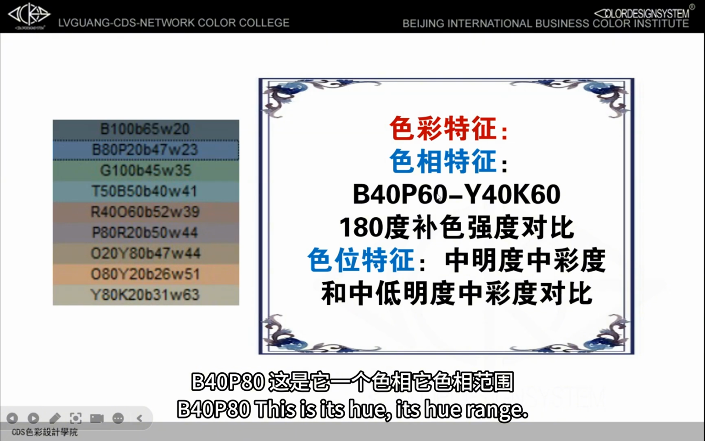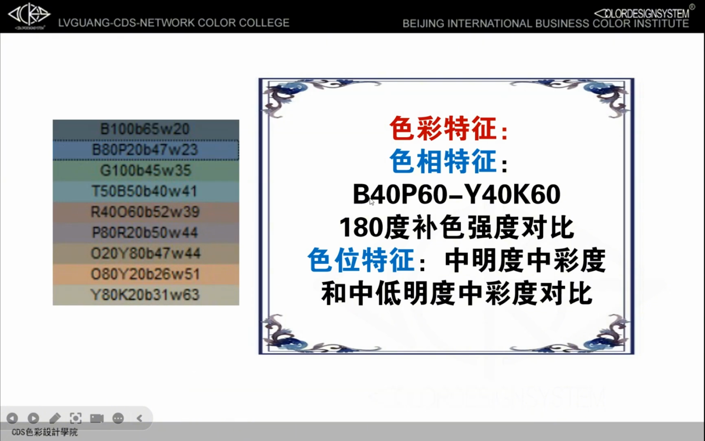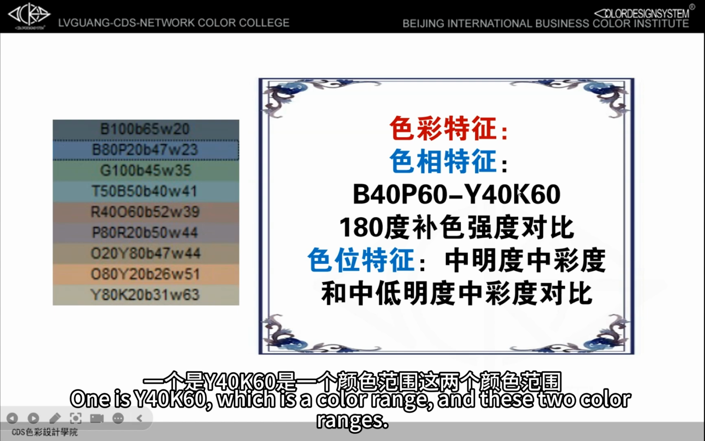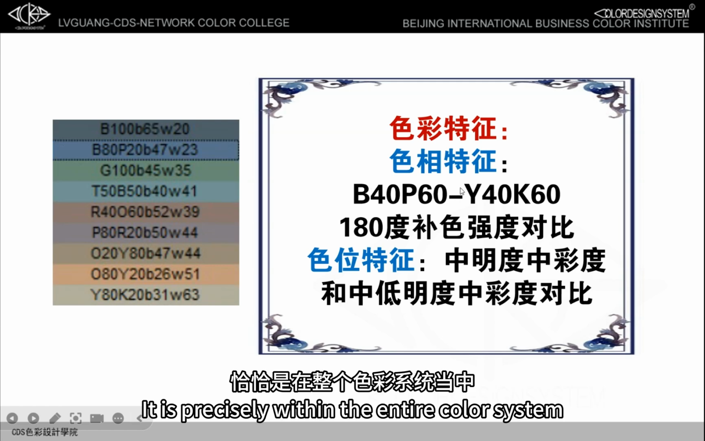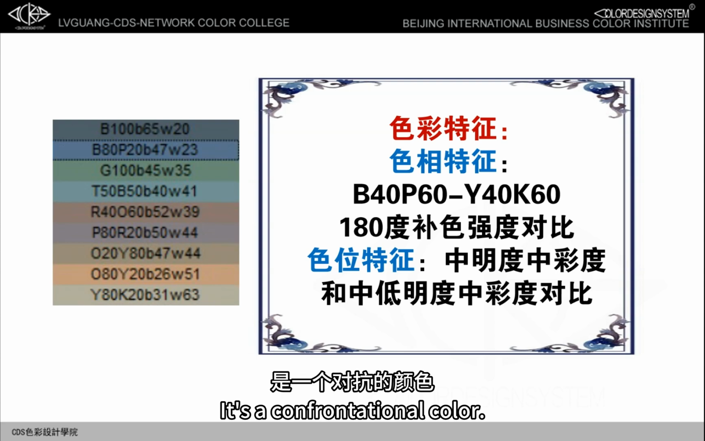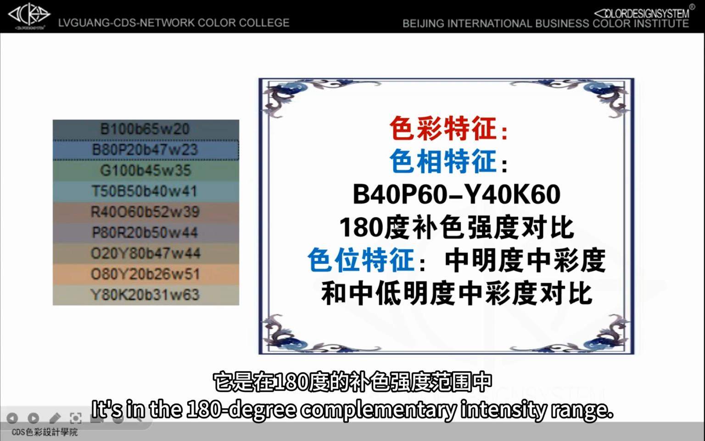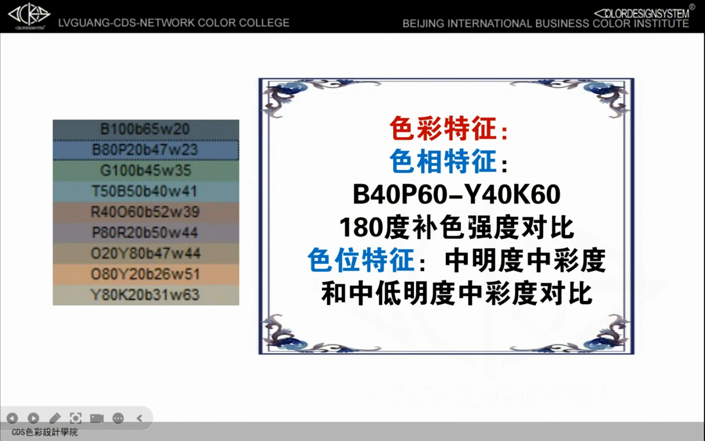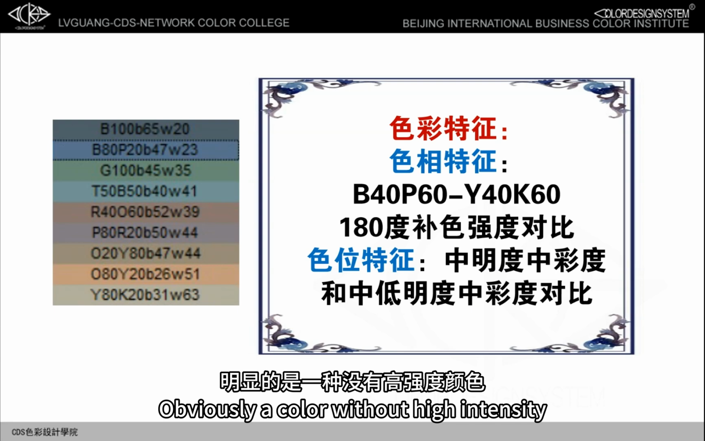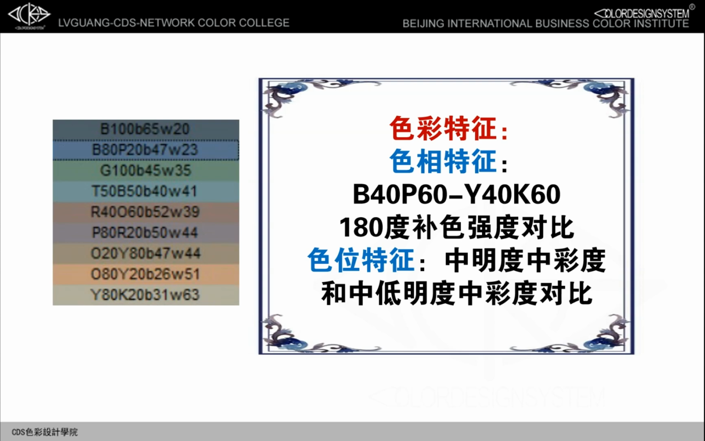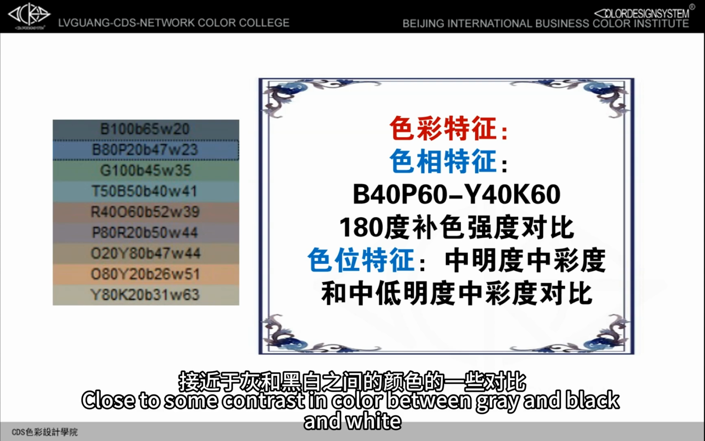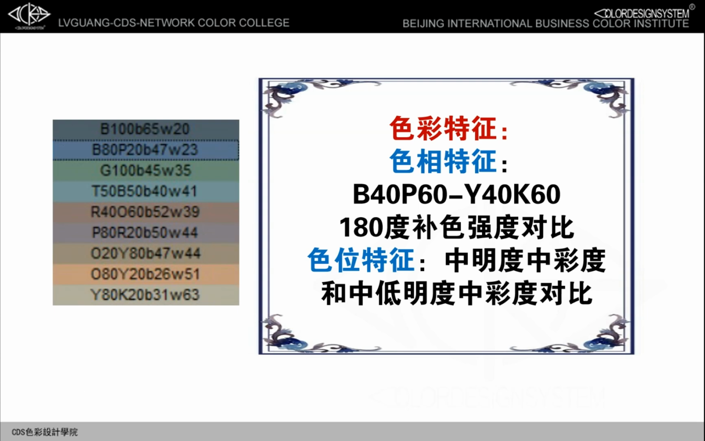Before OPHO, this is its hue range. One is Y4 or K6, which is a color range, and these two color ranges are precisely within the entire color system. It's a confrontational color. It's in the 180-degree complementary intensity range. We saw this painting. Obviously a color without high intensity. No very bright colors, all above 50. Close to some contrast in color between gray and black and white.